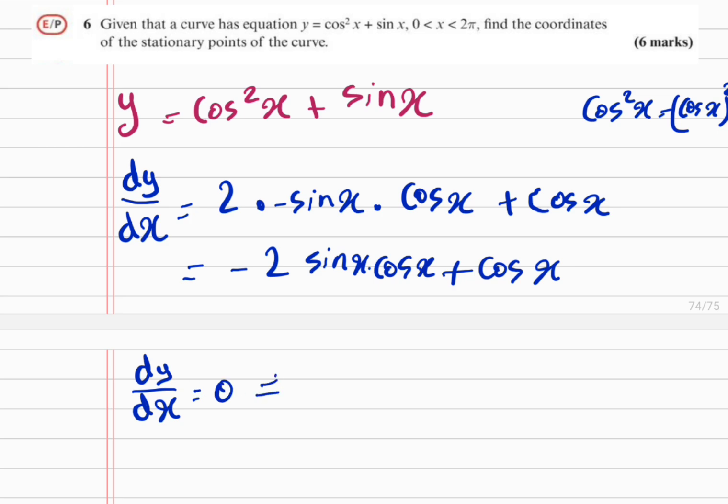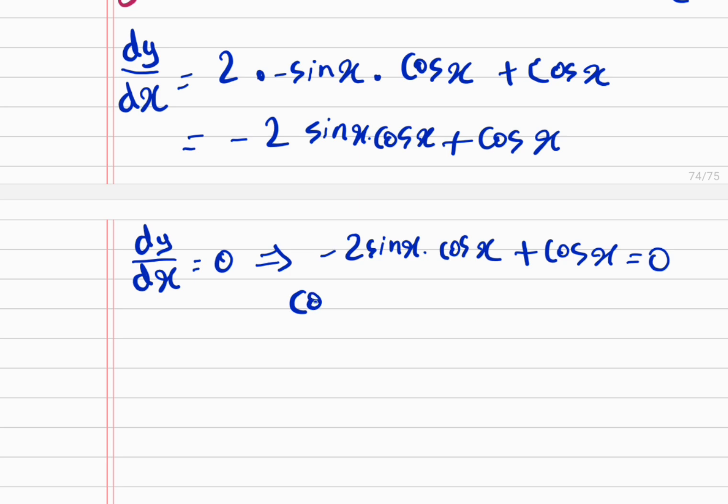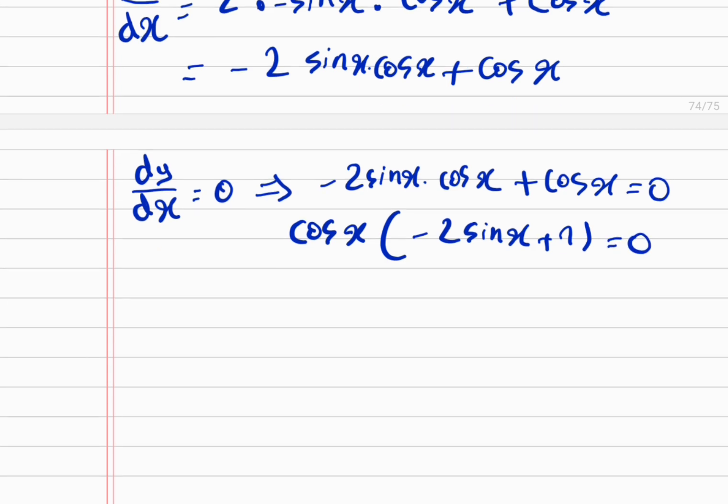dy by dx is equal to 0, which means minus 2 sine x times cos x plus cos x is equal to 0. We can take a factor of cos x. So cos x times minus 2 sine x plus 1 is equal to 0. Now, in order to solve this equation, there are two cases. Either cos x is equal to 0, or the bracket is equal to 0. So minus 2 sine x plus 1 is equal to 0.